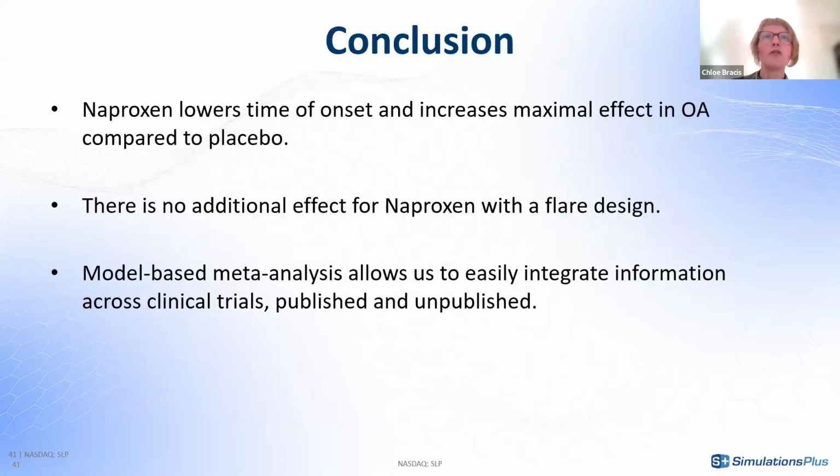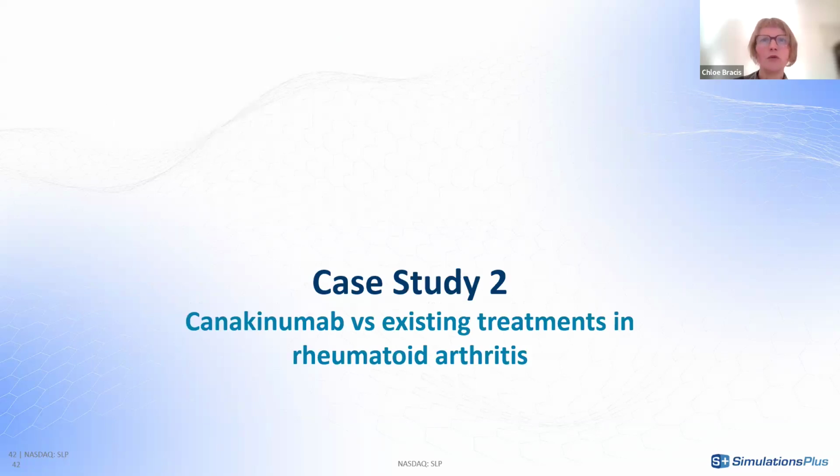So in conclusion from this case study, we say that naproxen lowers the time of onset and increases the maximal effect in osteoarthritis compared to placebo. We don't see any additional effect for naproxen with a flare design, but MBMA allows us to really easily integrate information across numerous clinical trials, both published and unpublished. And so now we're going to move on to our second case study.